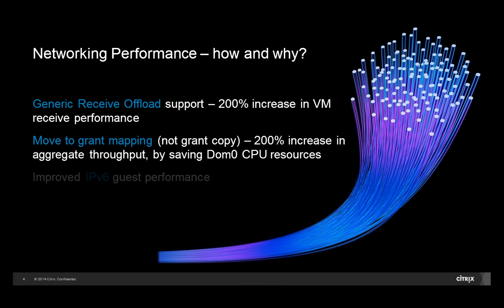So that itself gave another 200% increase in aggregate throughput by minimizing the amount of Dom0 resources that you were having to use. And then in addition, we looked at the IP stack and how we were interacting with our guests, and we improved that as well, given that the world's really largely switched to IPv6 at this point. The cool thing about all these improvements is they're largely additive, so we can get all of that at once.